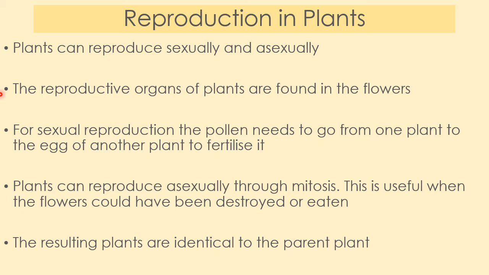Now, when we look at them reproducing sexually, we know that the reproductive organs of plants are found in the flowers. They've got the stamen, the stigma, and all those things up there that allow them to reproduce sexually. Now for sexual reproduction, the pollen, which is the male gamete, needs to go from one plant to the egg cell of another plant to fertilize it.